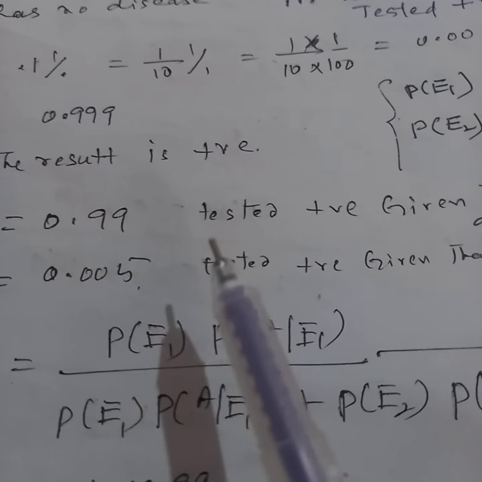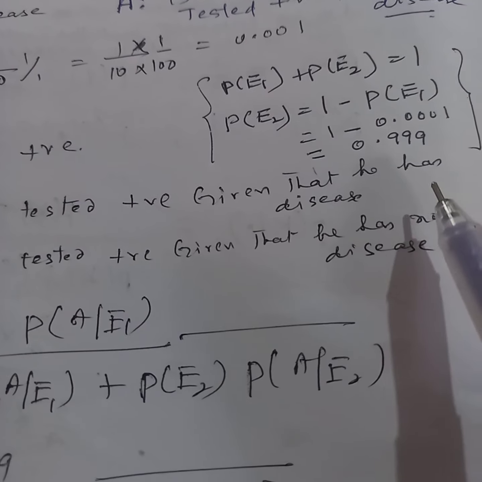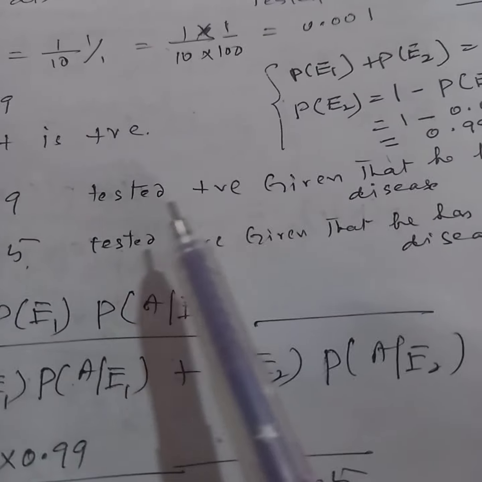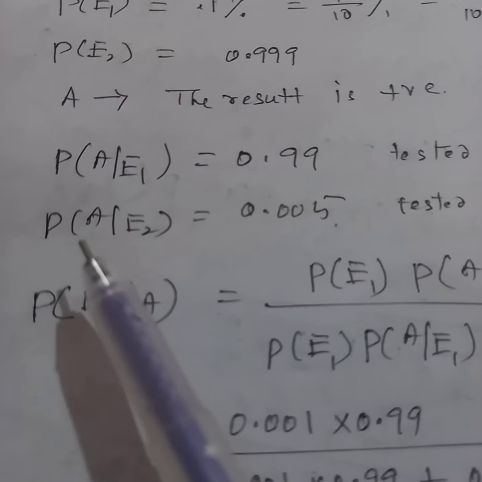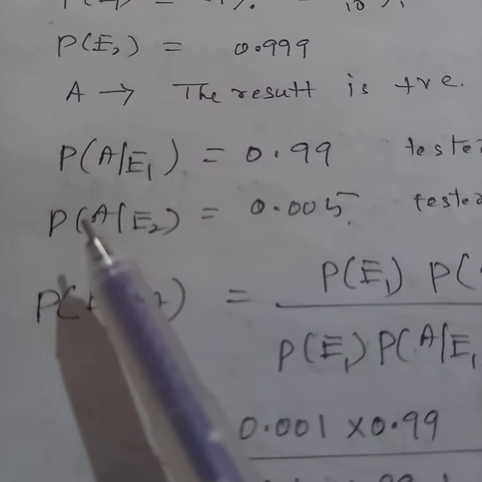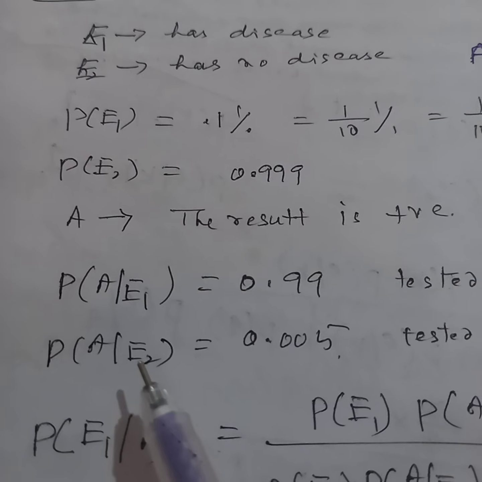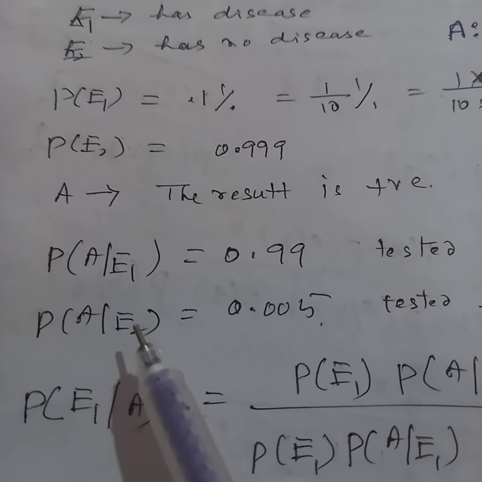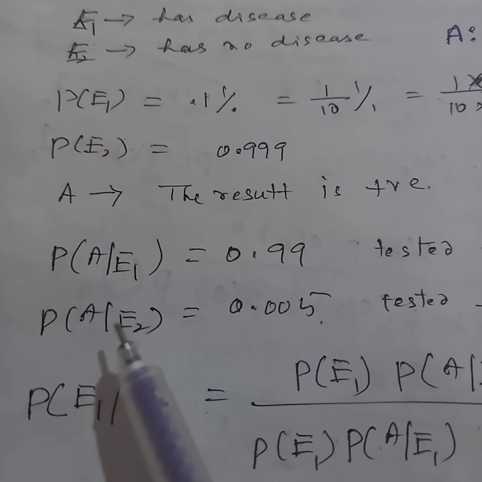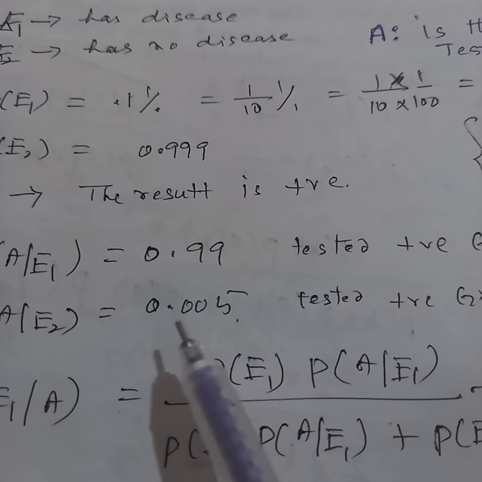So what is the meaning? Tested positive given that he has disease. Now, the probability that a person has been tested positive given that he has no disease. He has no disease, even then he has been tested positive. What is that probability? That is 0.005. How did we get this?